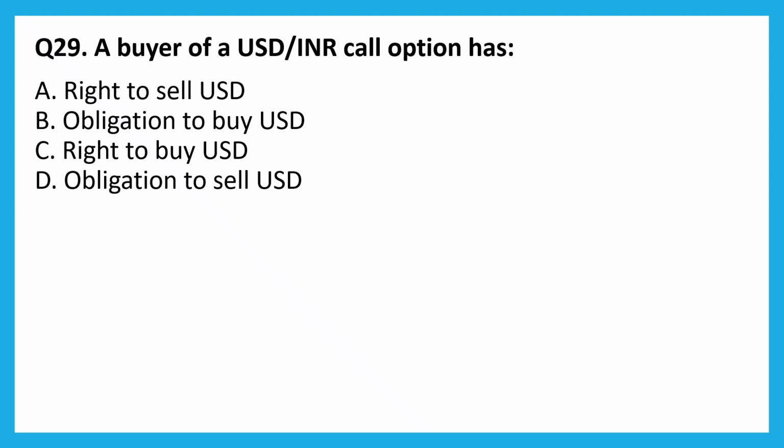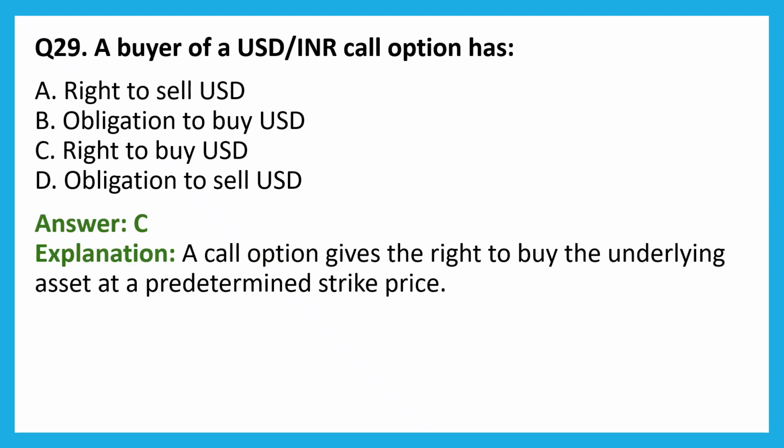Next question. A buyer of a USD INR call option has option A, right to sell USD. Option B, obligation to buy USD. Option C, right to buy USD. And option D, obligation to sell USD. Correct answer is option B, obligation to buy USD. A call option gives the right to buy the underlying asset at a predetermined strike price.